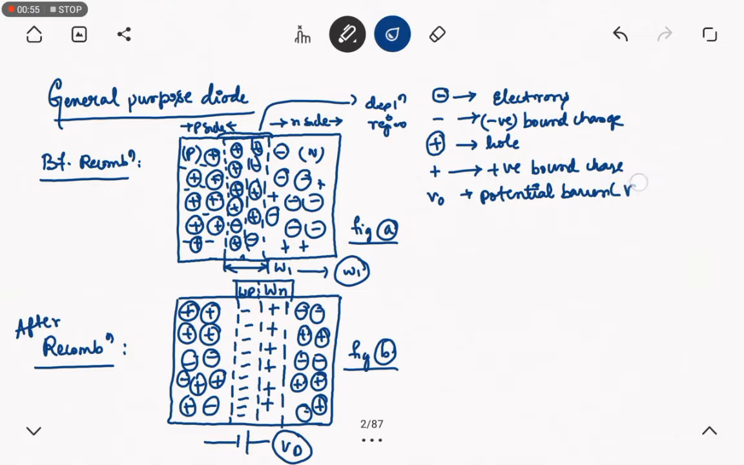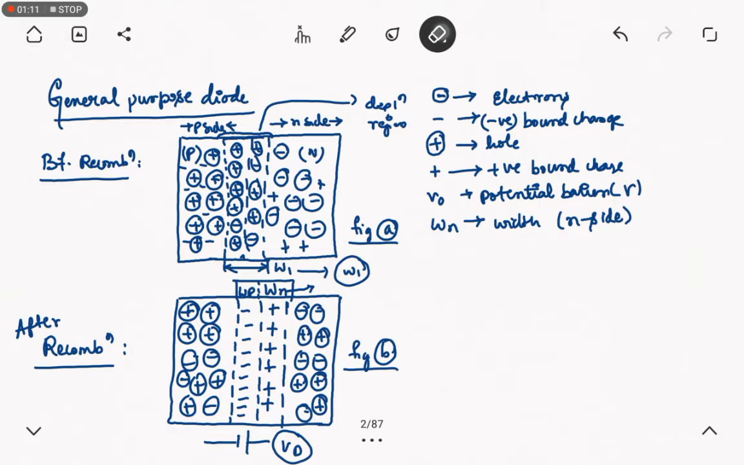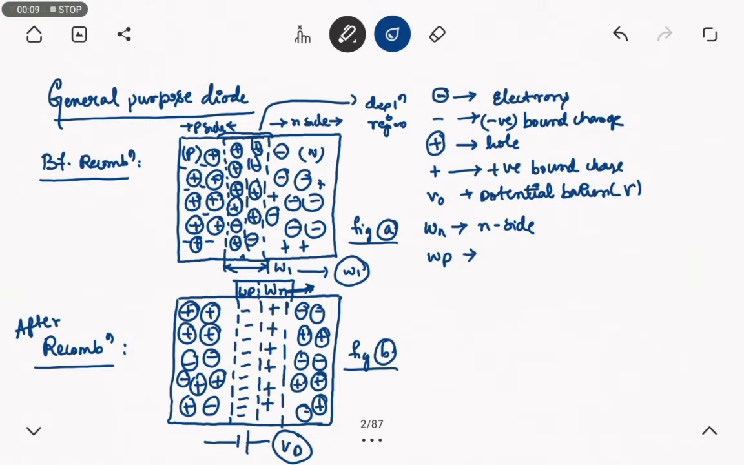that is voltage, and Wn, here we can see Wn, represents the width of depletion layer which is present on N side. Wp represents width of depletion region on P side, and the capital W, or W1, which we have represented here, represents total width of depletion layer, D layer. This is termed as depletion layer.